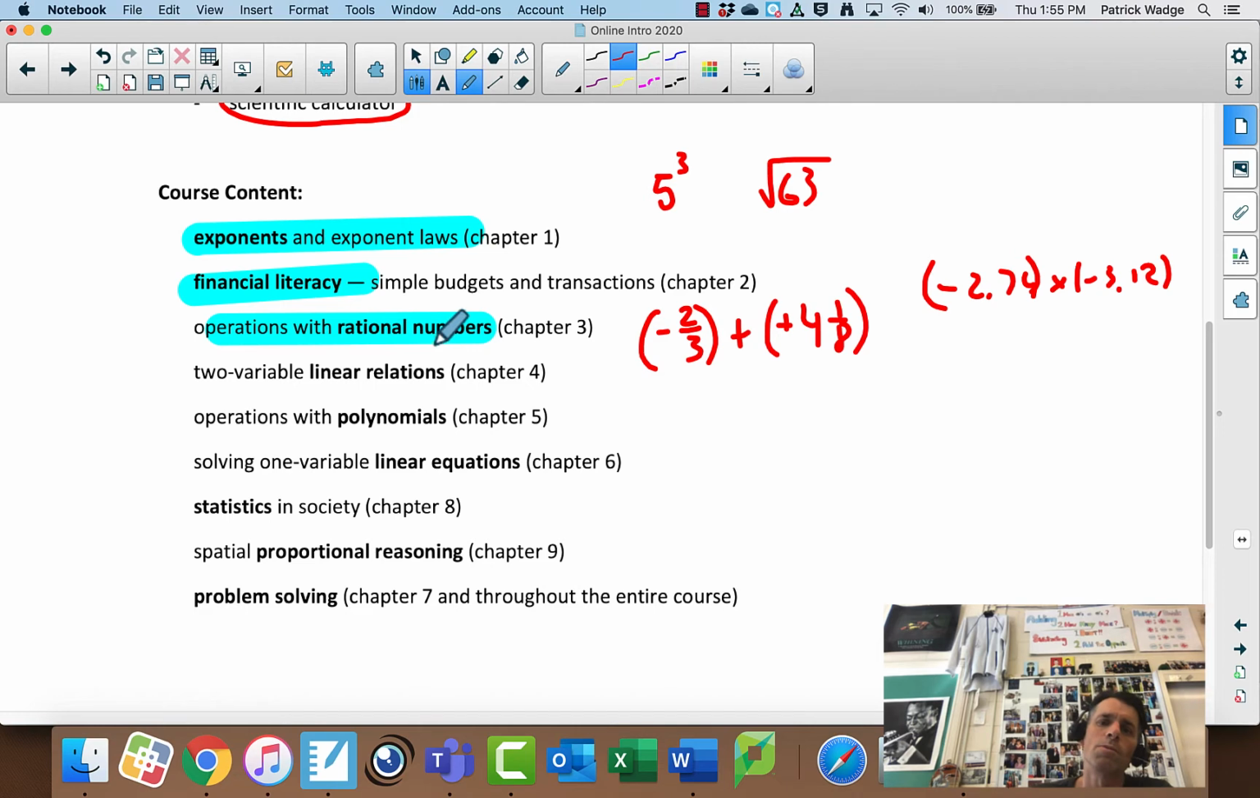Okay, so rational numbers are numbers that can be expressed as a fraction. So fractions are rational numbers. Decimals that stop are also rational numbers. Anyway, we'll get into more of that later.